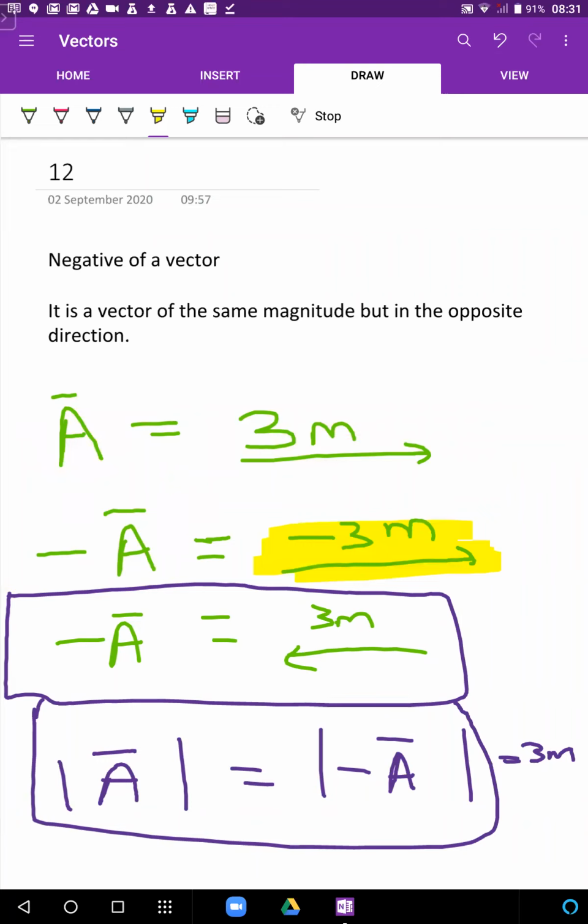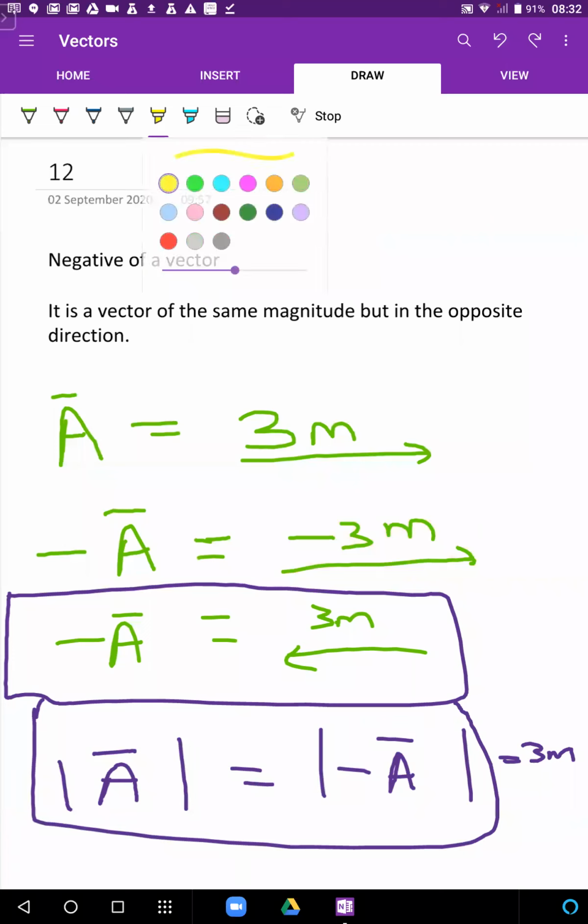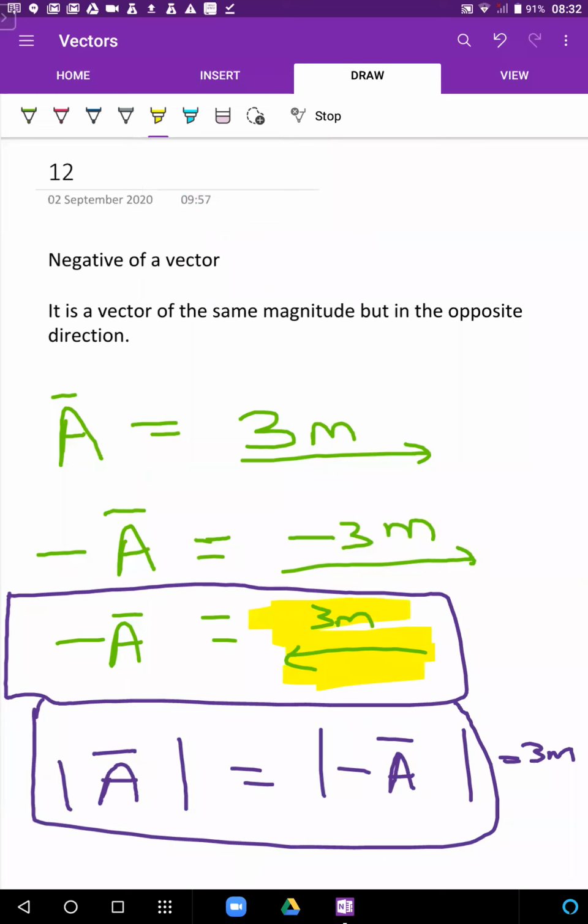Now what does that mean? If I tell you somebody went -3 meters towards the right, what does that really mean? Moving towards the right by -3 meters actually means, instead of moving towards the right, moving towards the left by 3 meters. Going -3 meters forward means going 3 meters backward. So -3 meters towards the right is actually 3 meters towards the left.